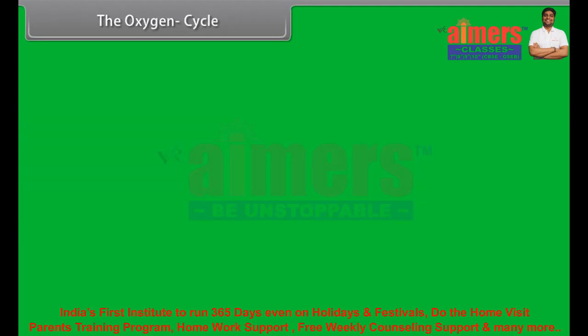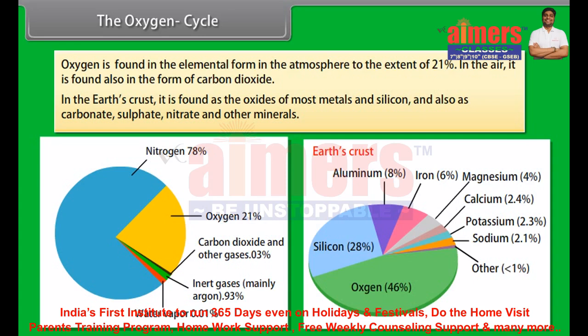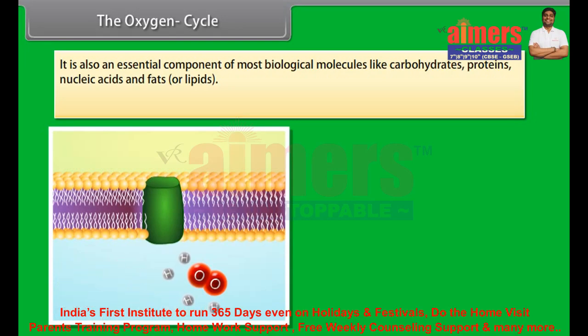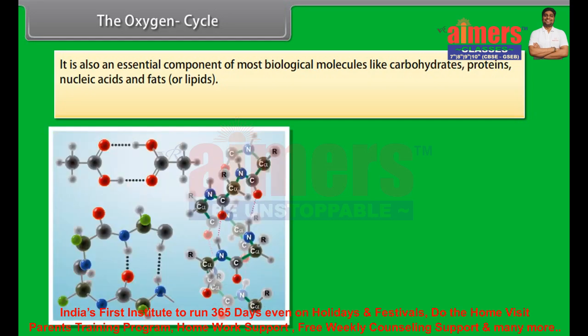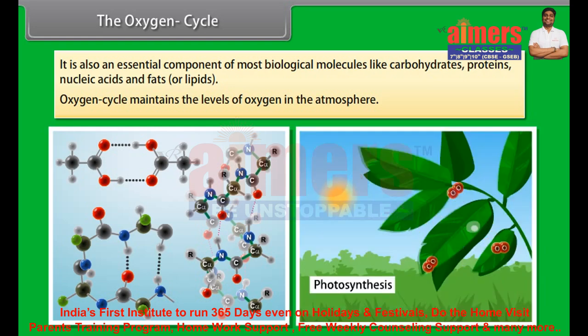The oxygen cycle. Oxygen is found in the elemental form in the atmosphere to the extent of 21%. In the air it is found also in the form of carbon dioxide. In the Earth's crust, it is found as oxides of most metals and silicon, and also as carbonate, sulfate, nitrate, and other minerals. It is also an essential component of most biological molecules like carbohydrates, proteins, nucleic acids, and fats, or lipids. The oxygen cycle maintains the levels of oxygen in the atmosphere.